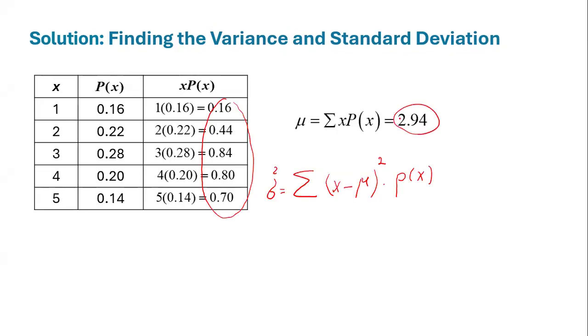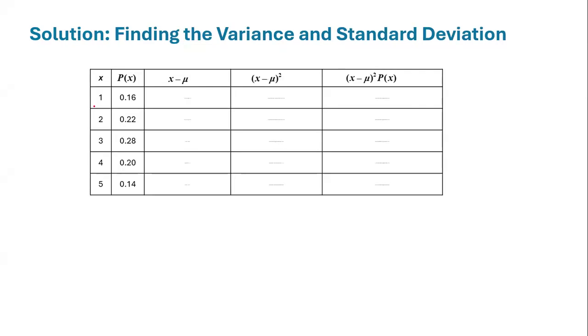So we found that the mean is 2.94. So we need to subtract 2.94 from each of these x values. So 1 minus 2.94, 2 minus 2.94, 3 minus 2.94. And you see the answers.